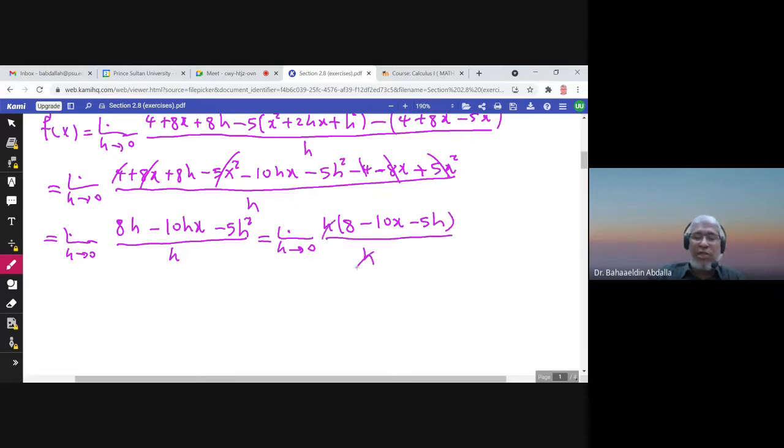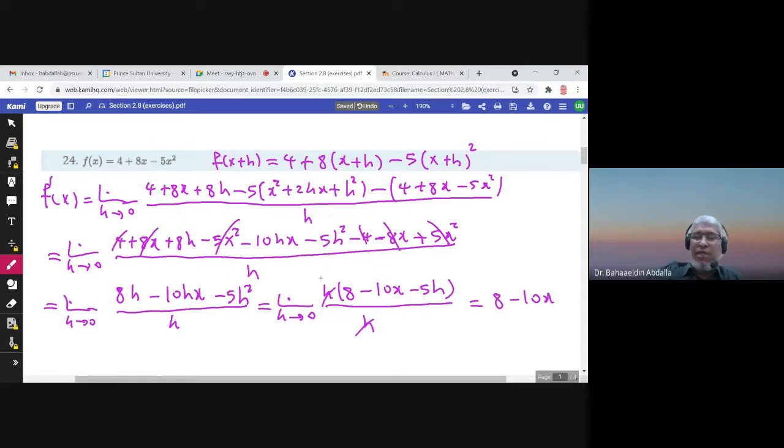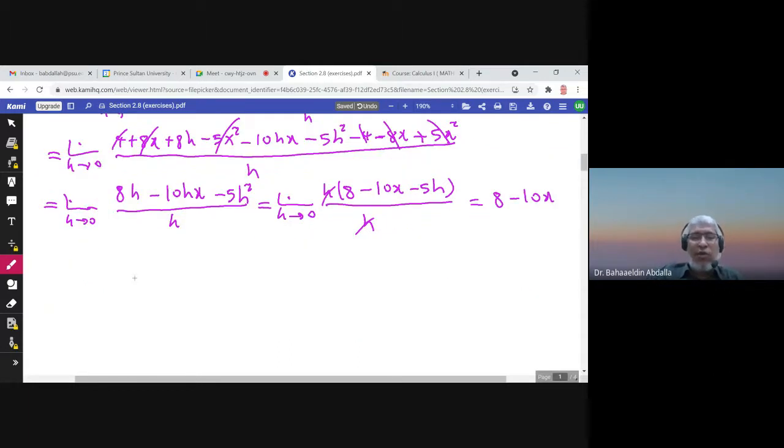Now h cancels with h, and we can replace h by 0. So I have 8 minus 10x minus 0. So that's the derivative. So f prime of x is 8 minus 10x. F of x is a polynomial. F prime is a straight line. Both are polynomial functions. So the domain of f is equal to the domain of f prime, which consists of the set of all real numbers.